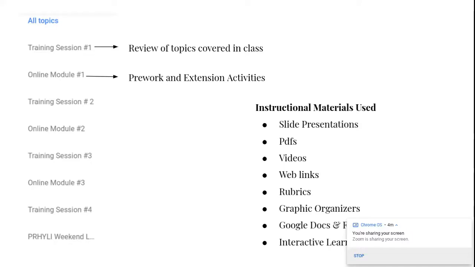We had links, web links to resources for students. We attached rubrics that students could use. We had graphic organizers. We used Google Docs and forms just to assess and comprehension check. And we used an interactive learning platform, Flipgrid, which we'll see a bit later. So these are all the things that we used.